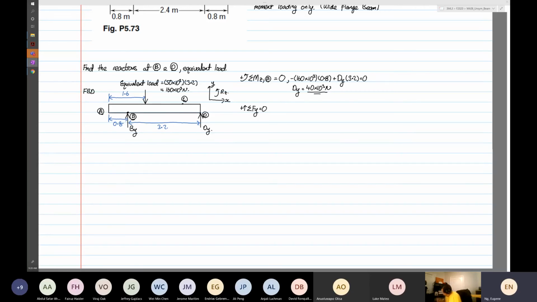Okay. So from here, we know that we have 40 times 10 to the power 3 plus By minus By, and the equivalent load is 160 times 10 to the power 3 equals 0. So therefore By will be equal to 40. So 160 minus 40 equals 120 times 10 to the power 3 Newton. So far, very straightforward formulation. You are very familiar with it.